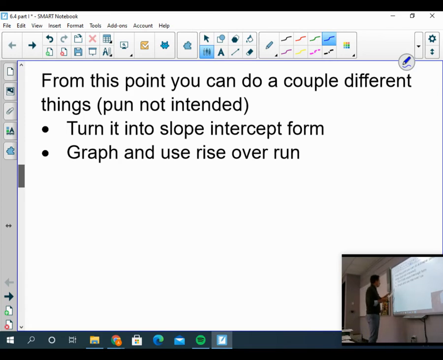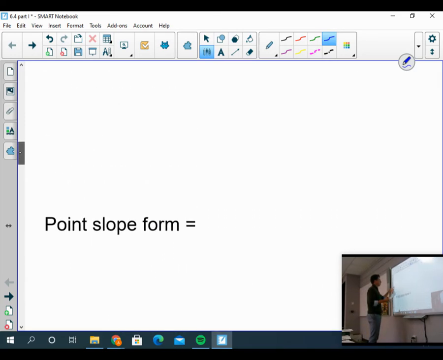Okay? So what is point slope form? Let me back up a bit. What are the features of the point slope form?